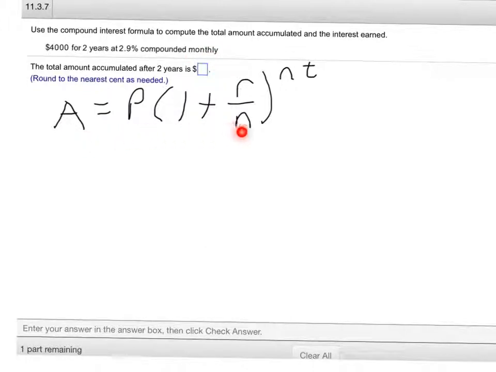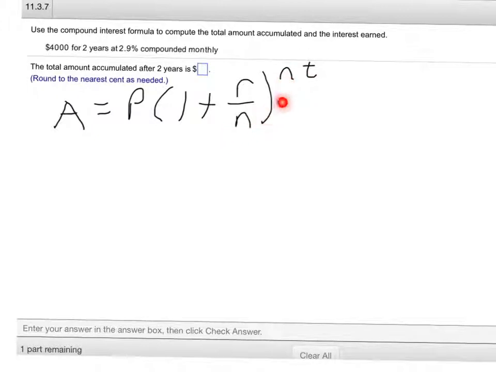Okay, right here's the formula you'll find in the book in this section 11.3. It says round to the nearest penny. So we want to find A. P is the principal, that's the $4,000. R is the interest rate, which was 2.9%. T is the time, which is 2 years.